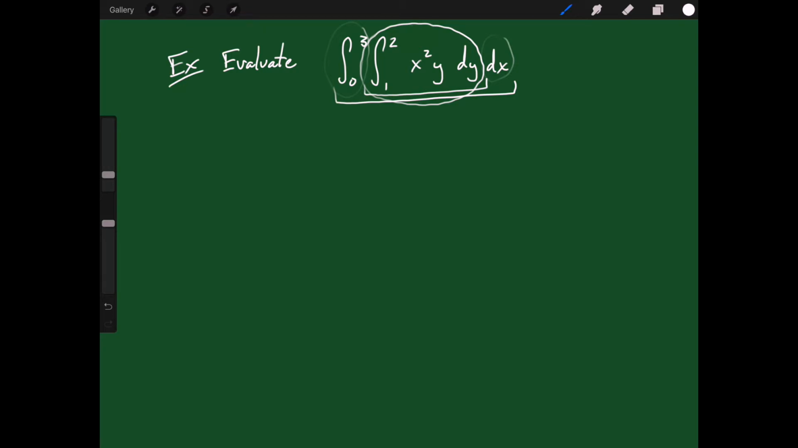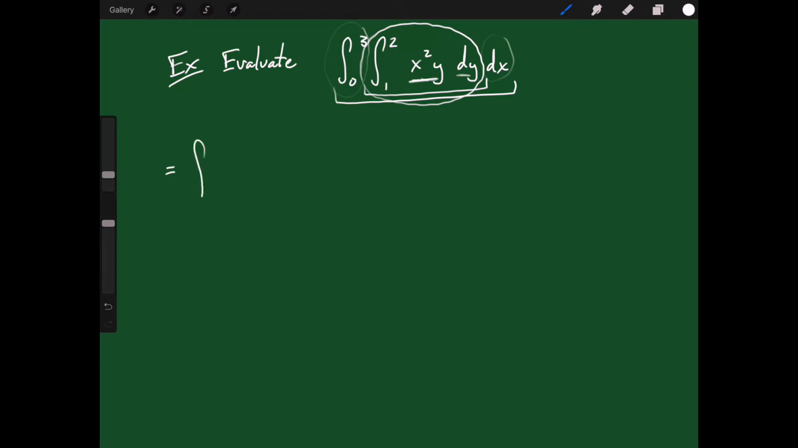And so I want to take the antiderivative of x squared y with respect to the variable y. And just like when we did partial derivatives, I can just treat the x stuff as if it's constant for right now and just take an antiderivative with respect to y. So I've got a constant times y. So what's the antiderivative of a constant times y?